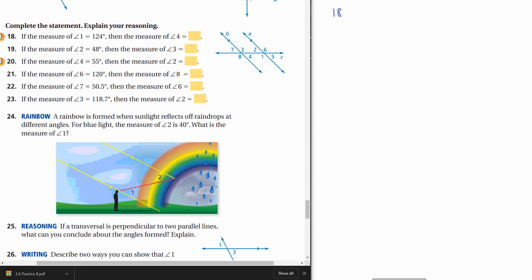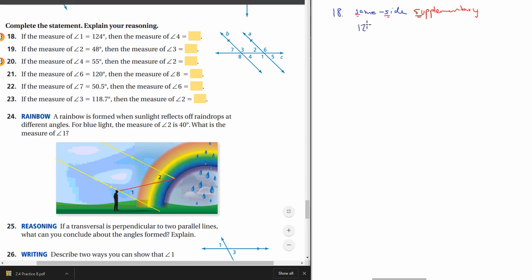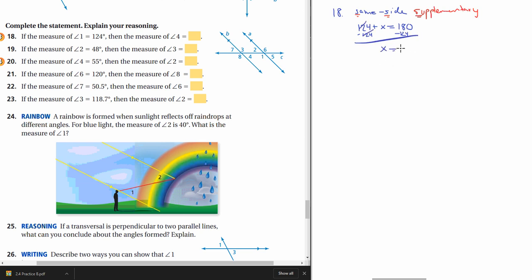All right, so on this one, number 18, it says if the measure of angle 1 right here is 124 degrees, find the measure of angle 4. So these are same side interior. Remember, same side angles, whether it's same side interior or same side exterior, if they're same side, they are supplementary. Same side supplementary, so that means they add to 180 degrees. So if they add to 180, and this is 124, 124 plus something gives me 180. In other words, just subtract 124 from 180. We'd end up with x equaling 56 degrees. So on this one, I want angle 4. So the measure of angle 4 is 56 degrees.